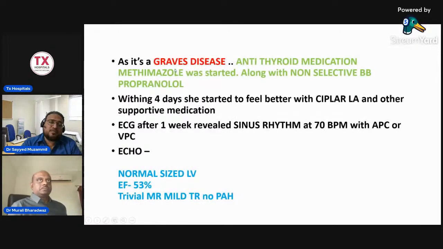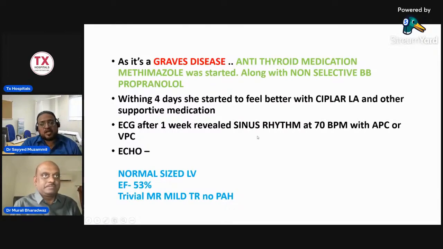As it was Graves disease, I started anti-thyroid medication methimazole, along with the non-selective beta blocker, that is propranolol. And within 4 days, she started to feel better with Ciplar and other supportive medication. After 1 week, she came for follow-up, and her ECG tachycardia was resolved, and it was now sinus rhythm with no atrial premature complexes or VPCs.